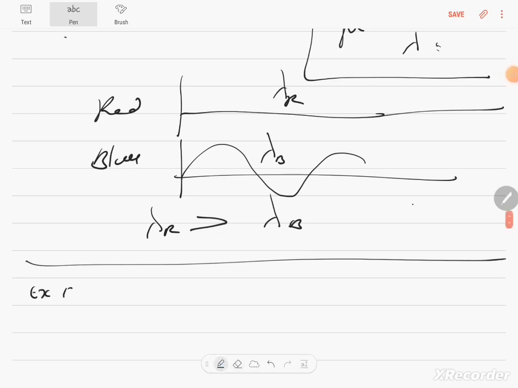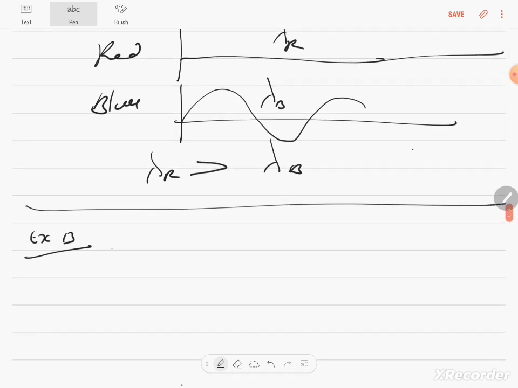Let's do example 13 in Aurora. A ray of light of frequency 5 into 10 to the power 14 hertz is passed through a liquid. The wavelength of the light measured inside the liquid, which means the wavelength in the medium, is 450 into 10 to the power minus 9 meter. What is given first? The ray of light with frequency. When passed through a liquid, that means the frequency in the medium.